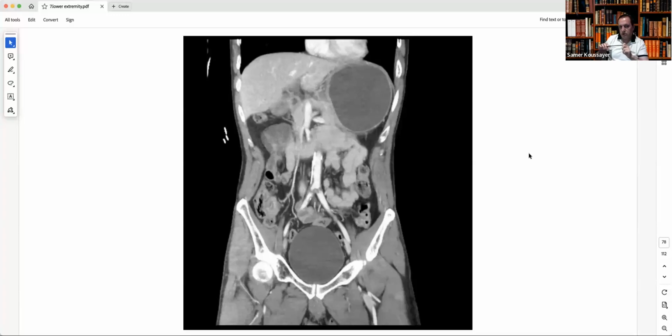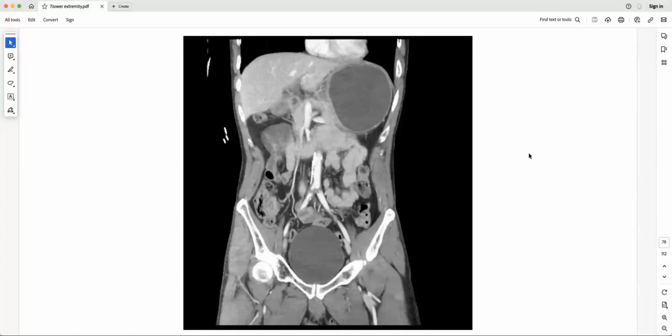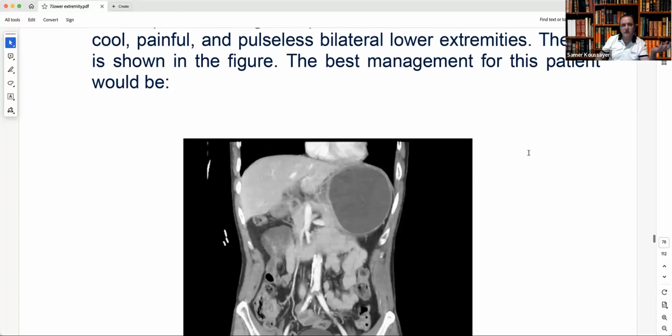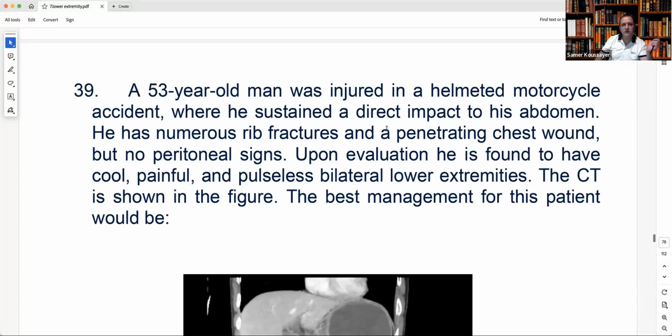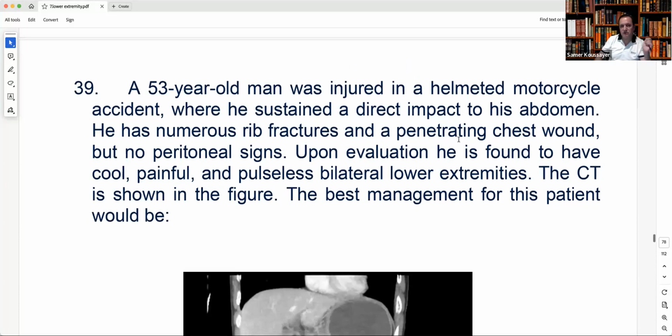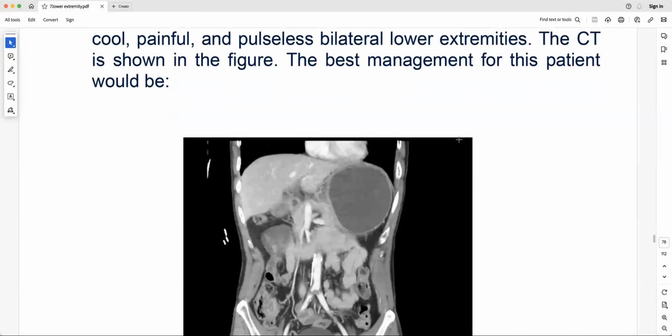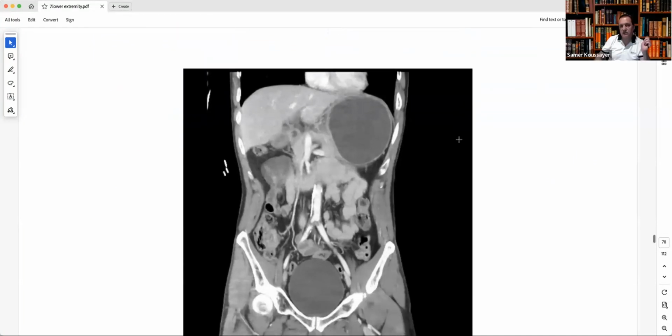You go there, cross the dissection slowly. I don't think it would be difficult, and then just put two covered stents, the kissing stents. The patient is already traumatized, you don't have to open the belly. He's 53, with an impact to the abdomen, numerous rib fractures, and a penetrating chest wound, so he's already a sick guy. The best is to fix his problems and get him off the table.